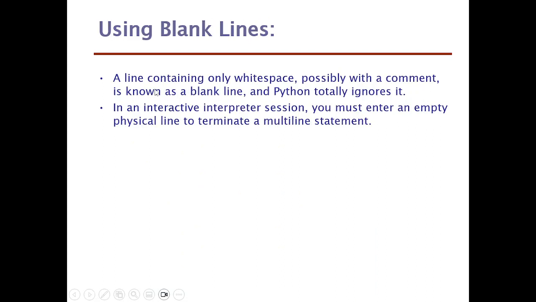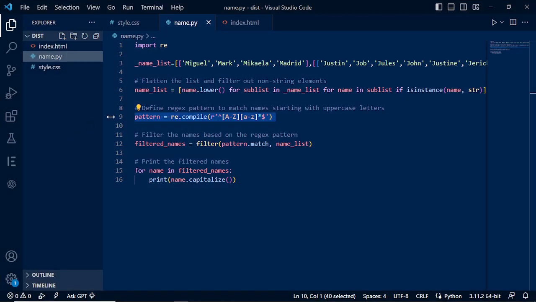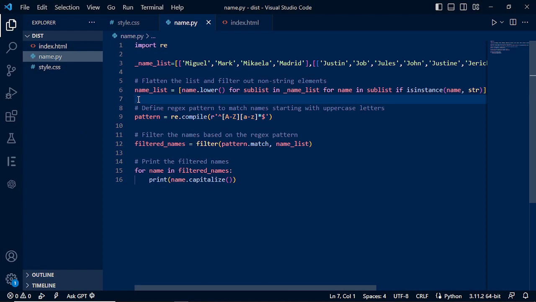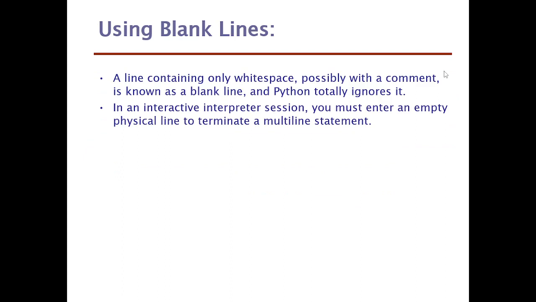So, using blank lines. A line containing only white space, possibly with a comment, is known as a blank line, and Python totally ignores it. So the same as this one. Here, we have the blank line, so Python does not read them, it just ignores them. In an interactive interpreter, you must enter an empty physical line to terminate a multi-line statement.